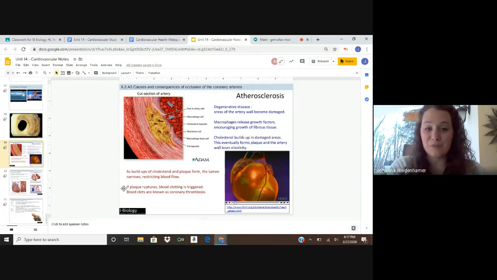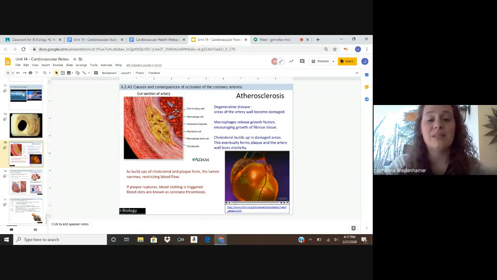So if plaque ruptures, blood clotting is triggered, and blood clots are known as coronary thrombosis. So if you look at your picture here, it also shows that, so here's our plaque, right, this yellow. That plaque, if the wall ruptures and allows the plaque to exit, a blood clot is going to form. Just like if you got cut, like if you got a paper cut or if you fell outside, you would have blood clotting occurring to try to close up that opening or that injury.